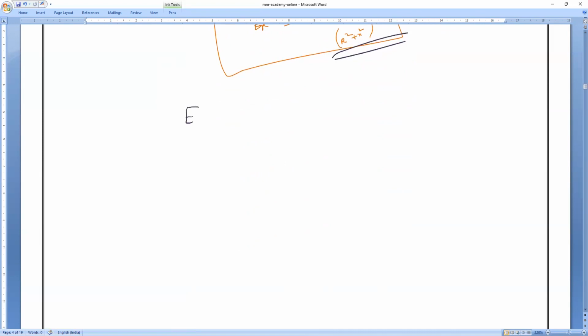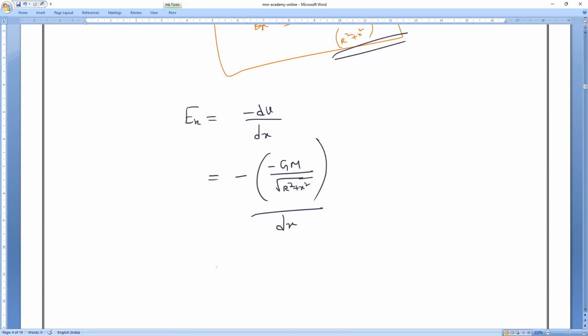So we all know that Ex is equal to, formula tell me, everybody. Ex is equal to what? Minus dV divided by dx. So minus of V value, tell me. Minus GM divided by root over X square plus R square divided by dx. So if you see this one, okay, minus of minus will become what, everybody? Minus into minus. Plus. Plus.